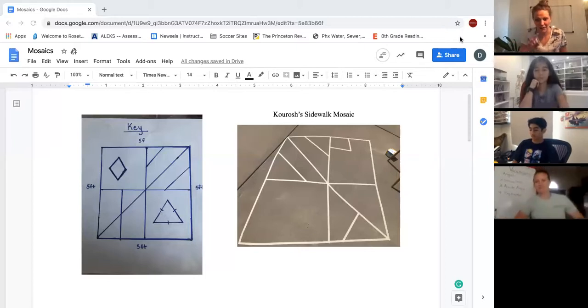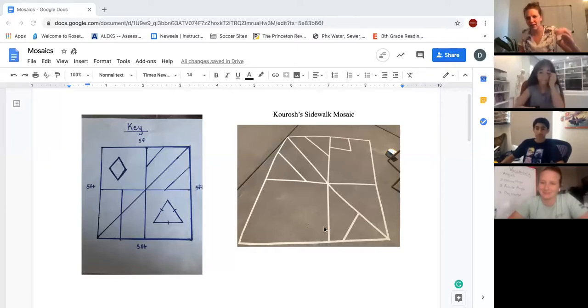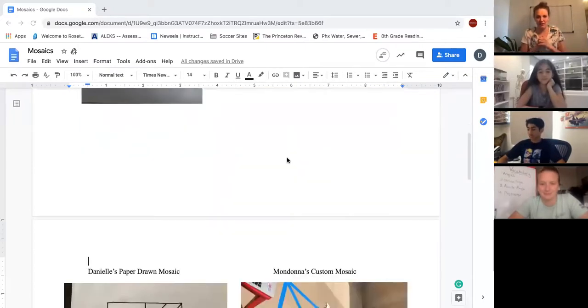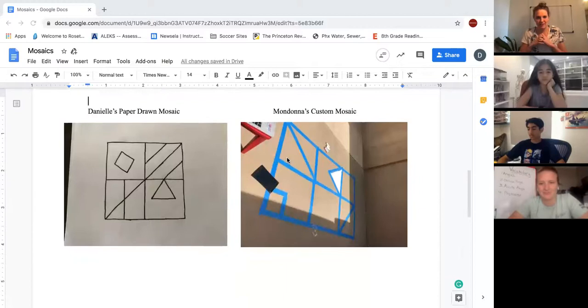And you can tell that you've got your equilateral triangle in the bottom right, just like you should. And you've got parallel lines like you should. So you followed directions very well. Let's go ahead and scroll down. Let's take a look at both Danielle's and Mandana's.